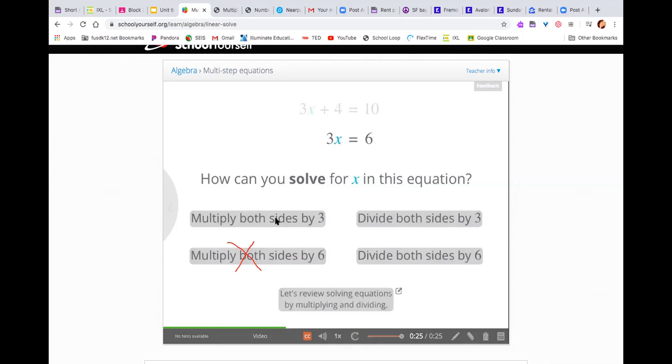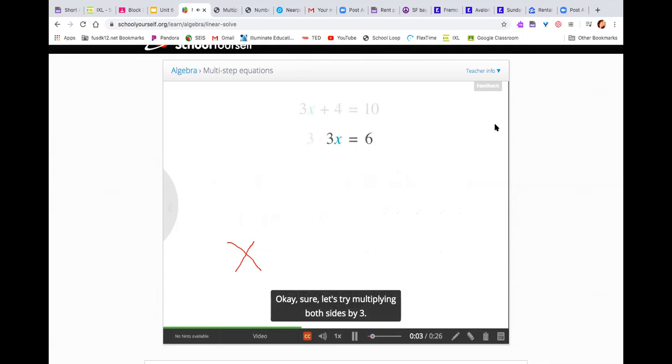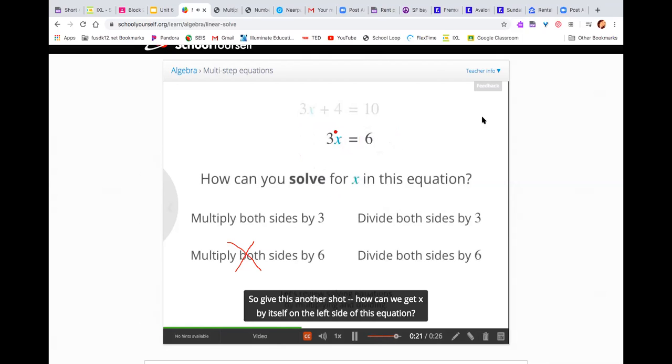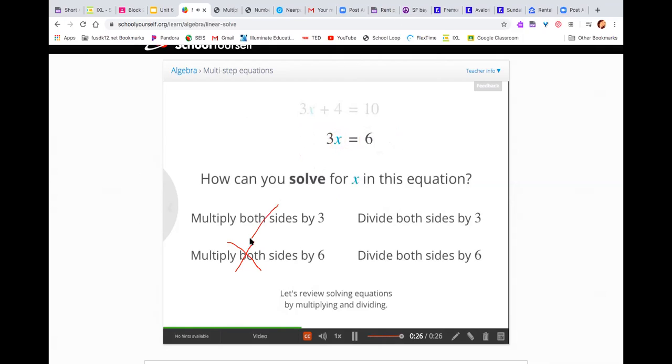Okay, sure. Let's try multiplying both sides by 3. On the left, we have 3 times 3x, which is the same as 9x, right? And on the right, we have 6 times 3, which equals 18. We wanted x by itself on the left, but now we have 9x. So give this another shot. How can we get x by itself on the left side of this equation?